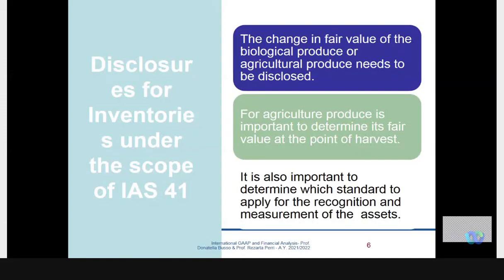So what are the disclosures? That means if I go to the financial statements of these farms or agricultural companies, and I look through the information that they show there, what shall I find? First of all, we have to disclose the change in fair value of biological assets or agricultural produce. That means that if we have a change in fair value, remember fair value is the basis for the valuation, we have to disclose that. And the change in the fair value will be part of the expenses or income in the current year. So it will be recognized in the result, profit or loss, for the current year.